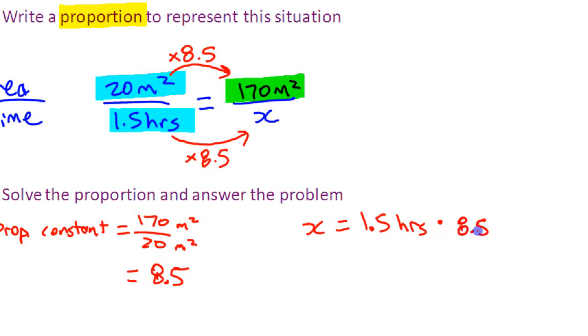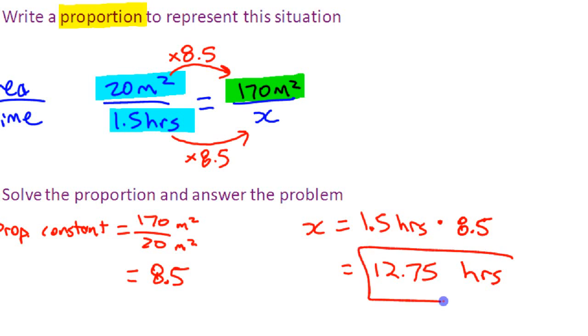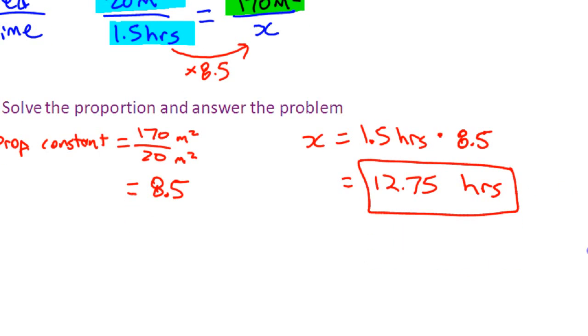Times 8.5 equals 12.75. What are the units on this? If you started with hours and you multiplied it by something, you're going to get hours. If you're doing a really nice, proper job of this, the best thing to do would be to answer with a little sentence or a statement. It'll take 12.75 hours, or 12 3/4 hours, or something like that.